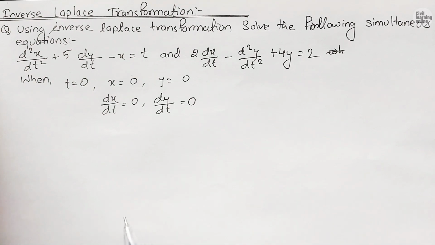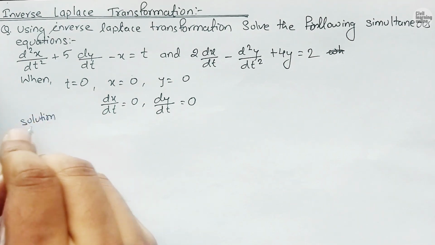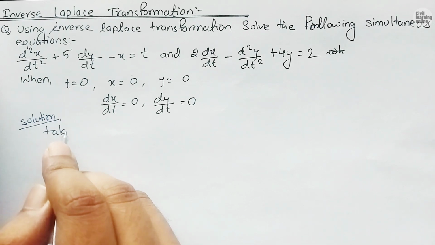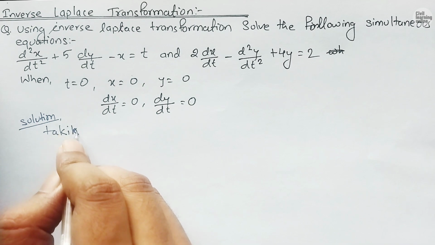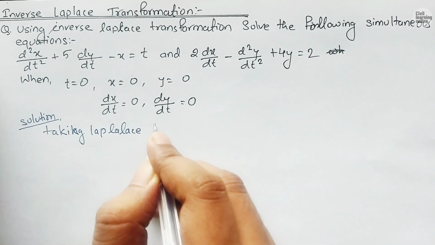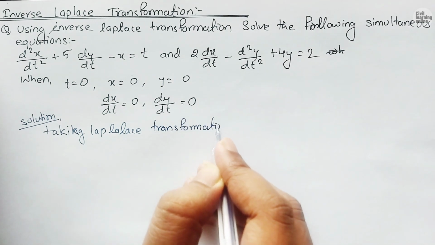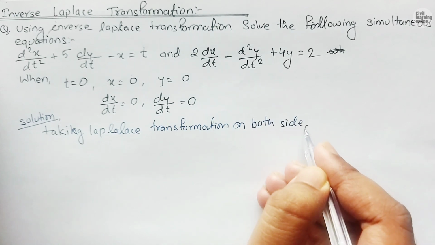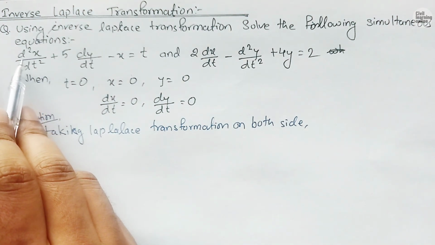So we will proceed with the solution and write down the solution here. The second line will be similar to what we have done in the previous lecture, that is, taking Laplace transformation on both sides. So on taking Laplace transformation on both sides, we will have Laplace transformation of d square x by dt square.